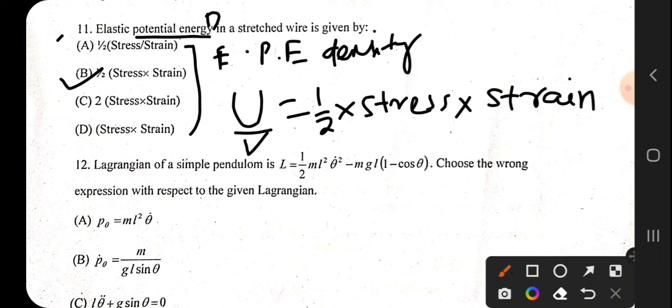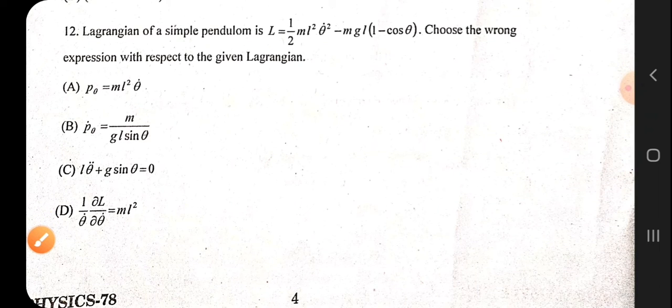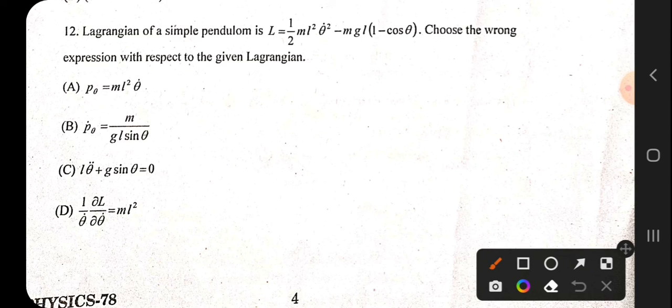So mark this question number 11 correctly, and if anything is wrong, please inform in the comment box. Then come to question number 12. The question is: the Lagrangian of a simple pendulum is given by L equals half m l square theta dot square minus m g l multiplied by 1 minus cos theta, and choose the wrong expression.